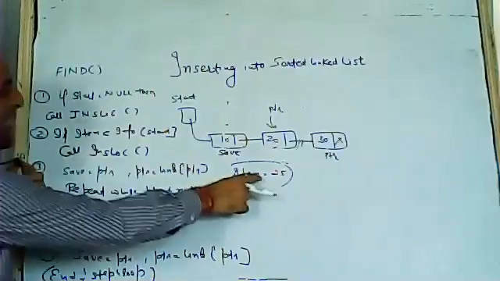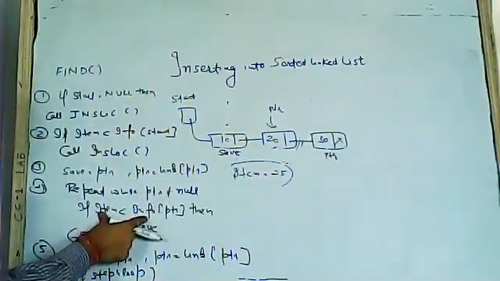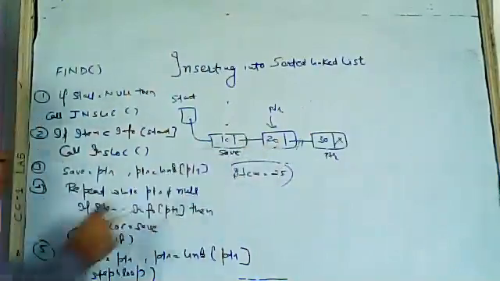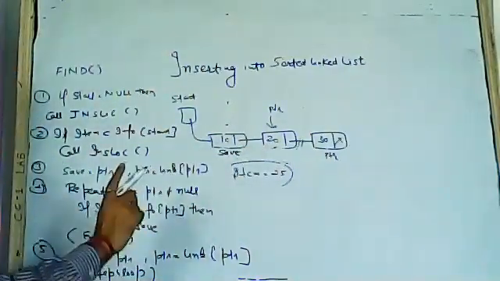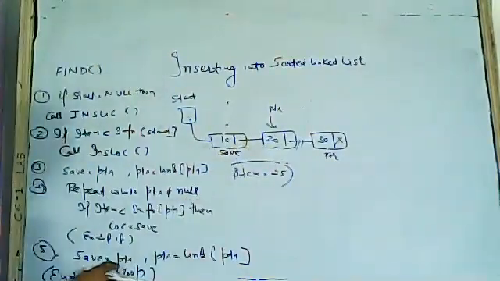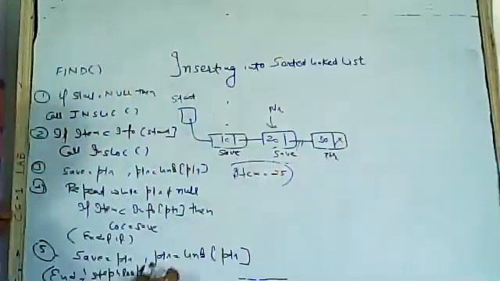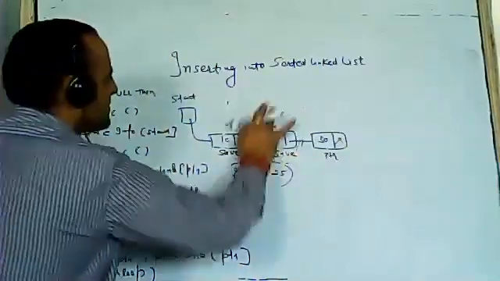Now, is your item less than info pointer? No, sir. Is 25 less than 20? No. So again, pointer node will become save, and pointer will jump on the next node.